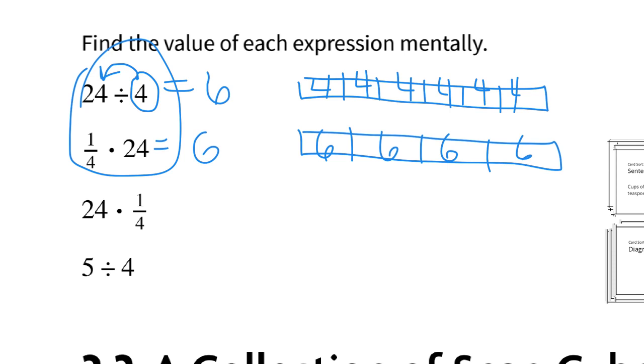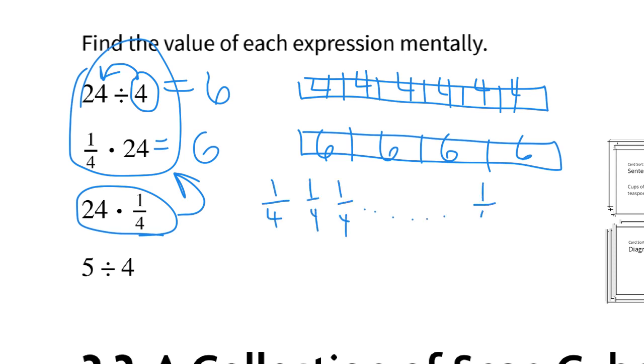Both answers are 6. 24 times a quarter. Well, a couple of ways you could think of it. You could think of it as the same as the previous problem, a quarter times 24. But another way you could think of it is 24 copies of a fourth. So you're going to have a fourth 24 times. And eventually you're going to get 24 fourths, which is equal to 6, right? And of course, we're supposed to be doing all of this mentally, but I'm just writing stuff out.